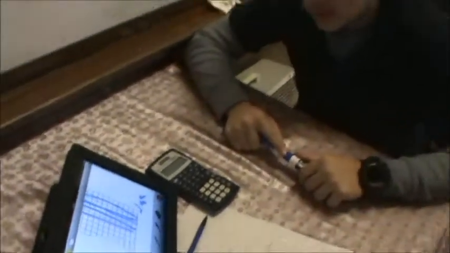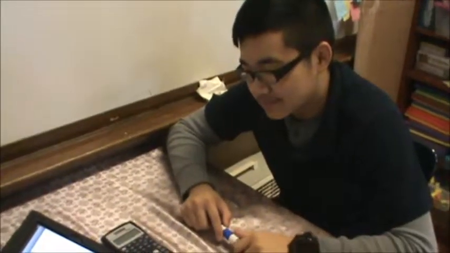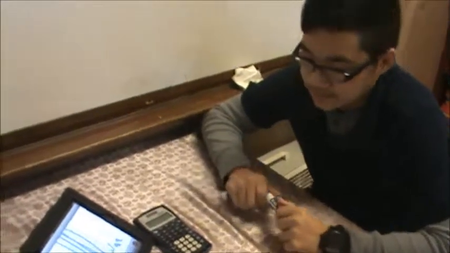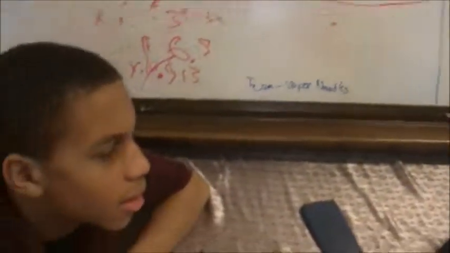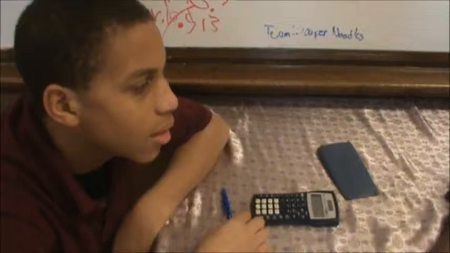This is 50, so that's 50 small squares? Yeah. And they're each equal 8? Yeah. So what could you do to figure out how much all those 50 are together? Multiply. So 8 times 50.